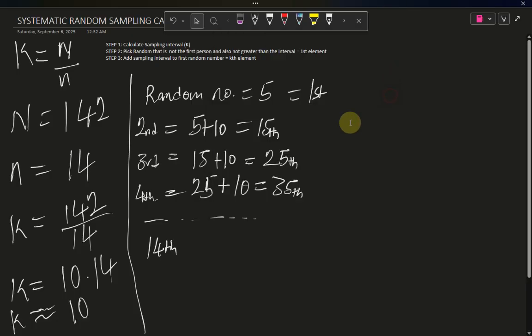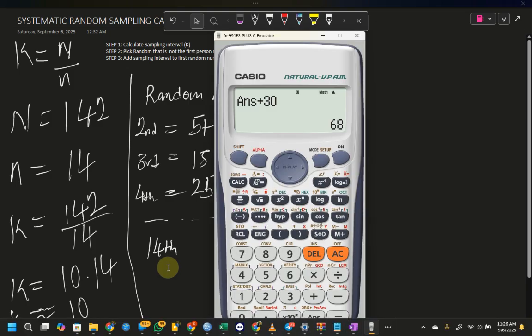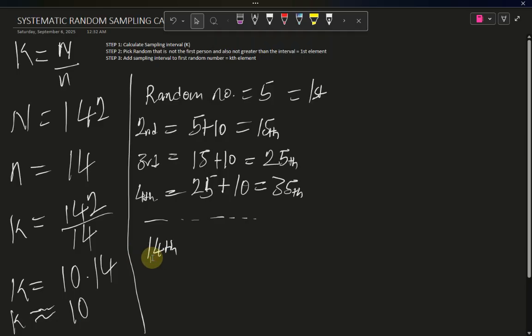Whatever you are doing, you have to show working. Even though you want the eighth element, you have to calculate for the fourth, fifth, sixth, and seventh person, and then the eighth. Therefore the second person is the 38th person, the third person is the 68th person, and the eighth person will be the 100-and-something or 200-and-something person. I hope you understand.